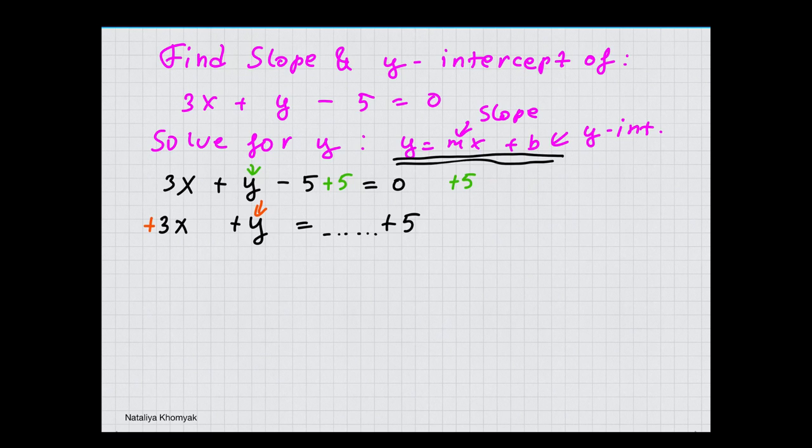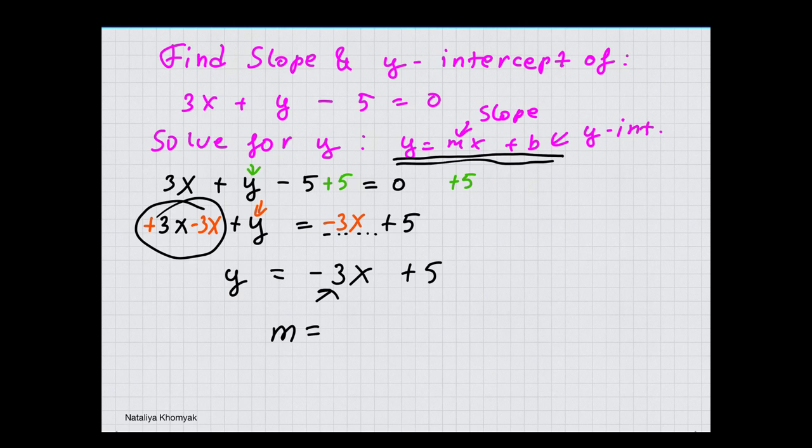Now we are still solving for y. This is positive 3x. The additive inverse would be negative 3x. Whatever you do to one side, you're going to do the same thing to the other side of the equal sign. So now you have this adds up to 0. We have y equals negative 3x plus 5. Now we can answer this question.